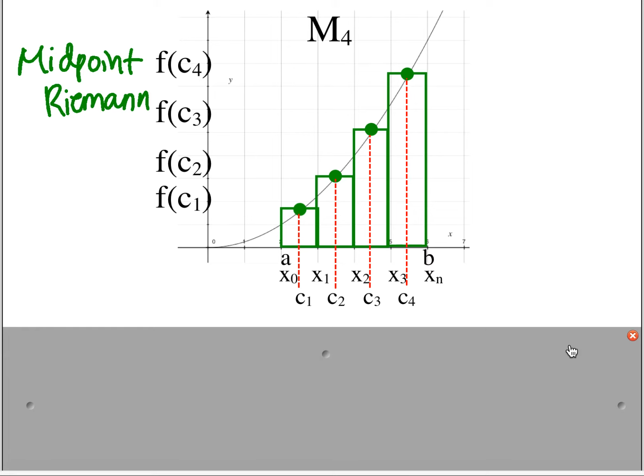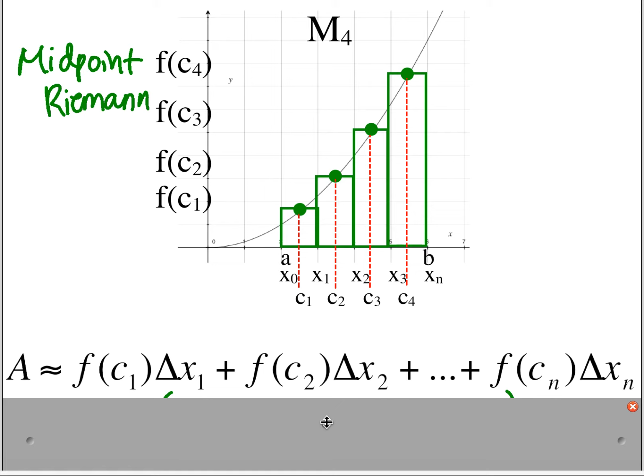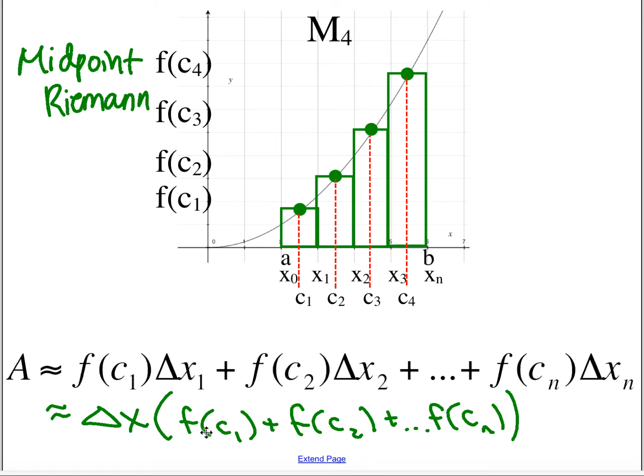But no matter what type of Riemann sum you are using, you are going to use the same type of formula. And it's just the sum of a bunch of rectangle areas, so the height times the width. And so in this case, I would have the height of my first rectangle times the width of my first rectangle, and then plus the height of my second rectangle times the width of my second rectangle, etc., until however many rectangles you're using. If your delta x is the same, of course you can factor it out and then just add all the heights together, or the y values at all your different sample points.